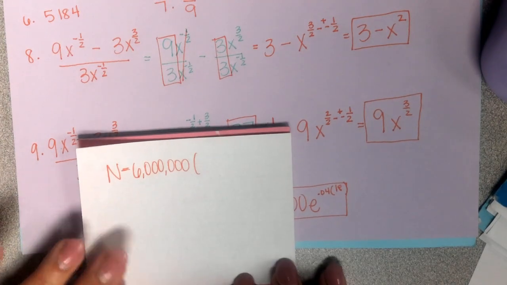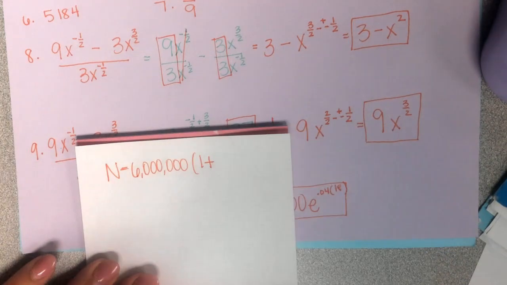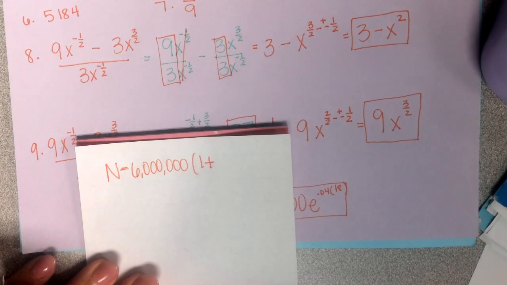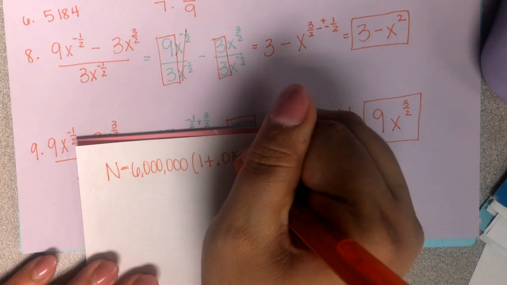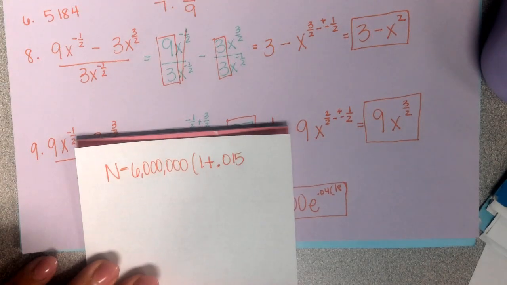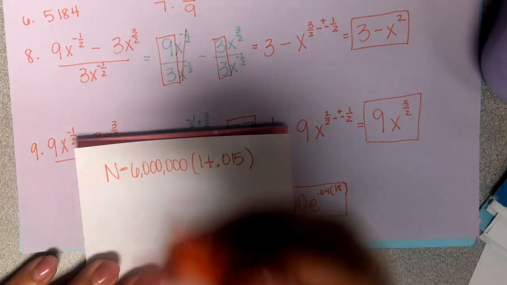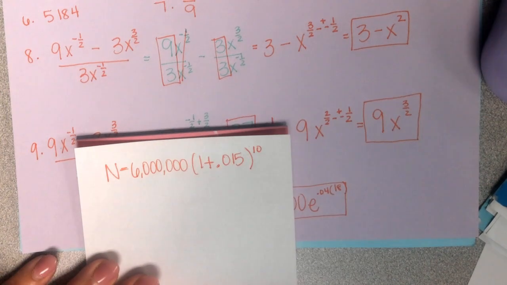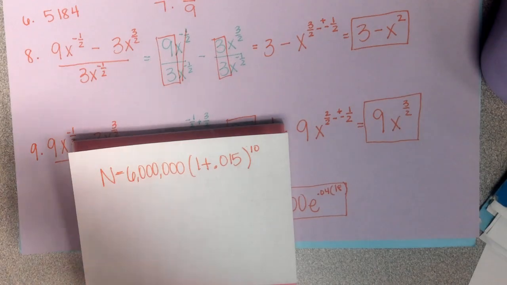Is it growing or decaying? So what would I do? It's 1 plus, what did I say? 1.5%. Move the decimal, so 0.015. How many years? 10 years. And that's all you have to do. You're not going to have Desmos, so you're not going to plug in a calculator. You're just giving me the equation.